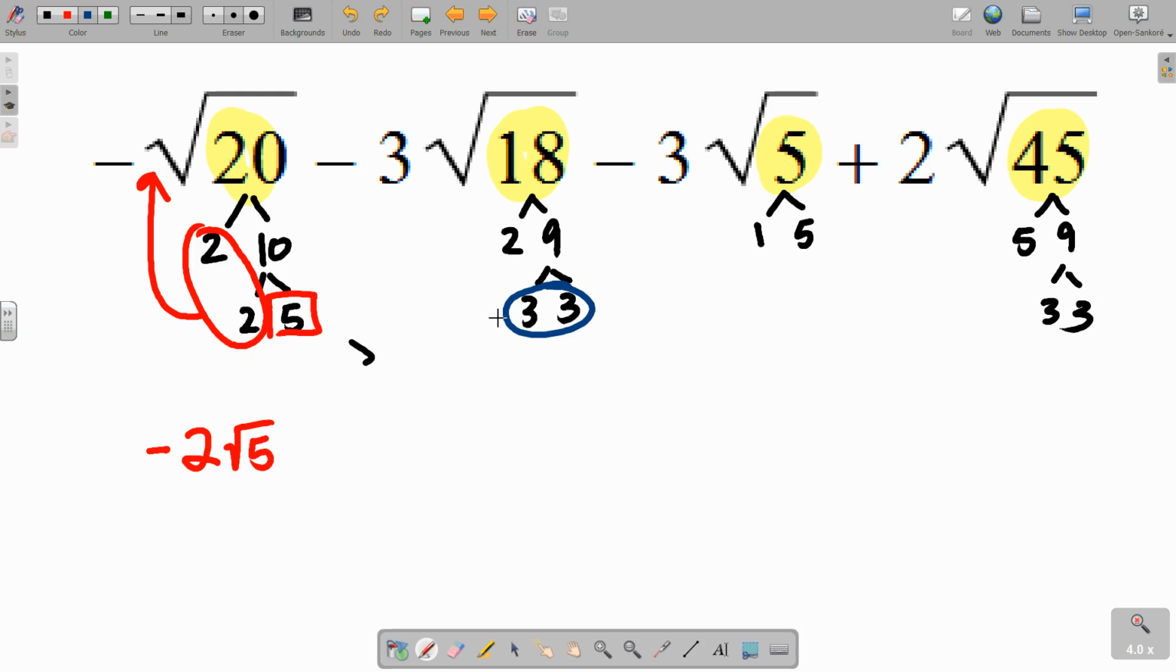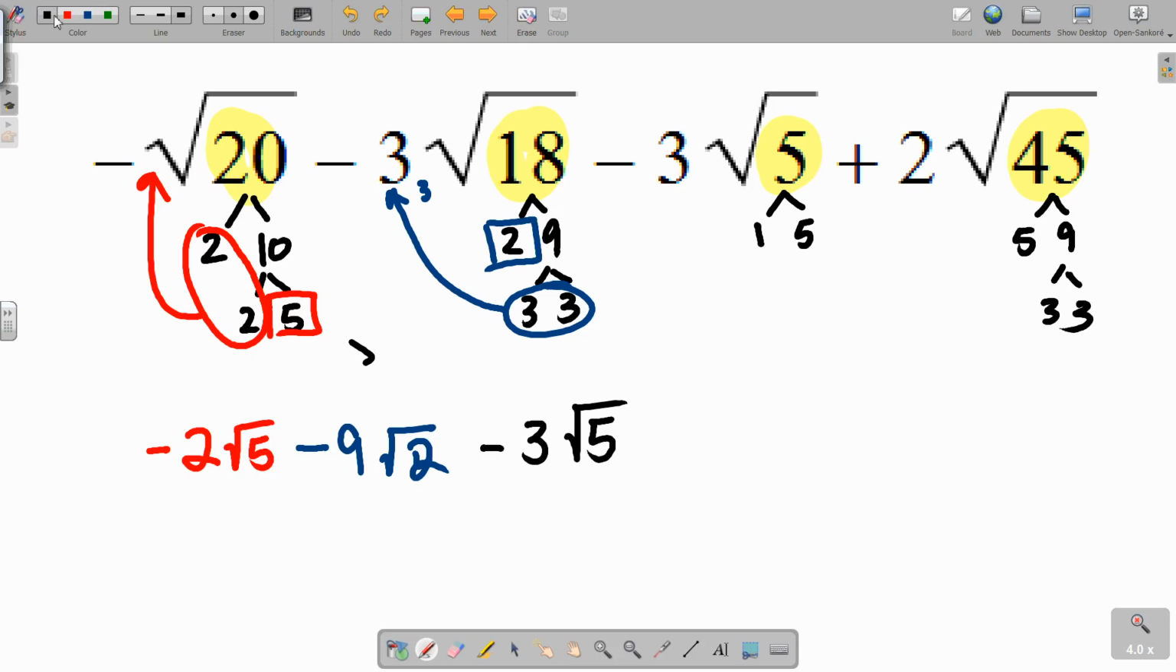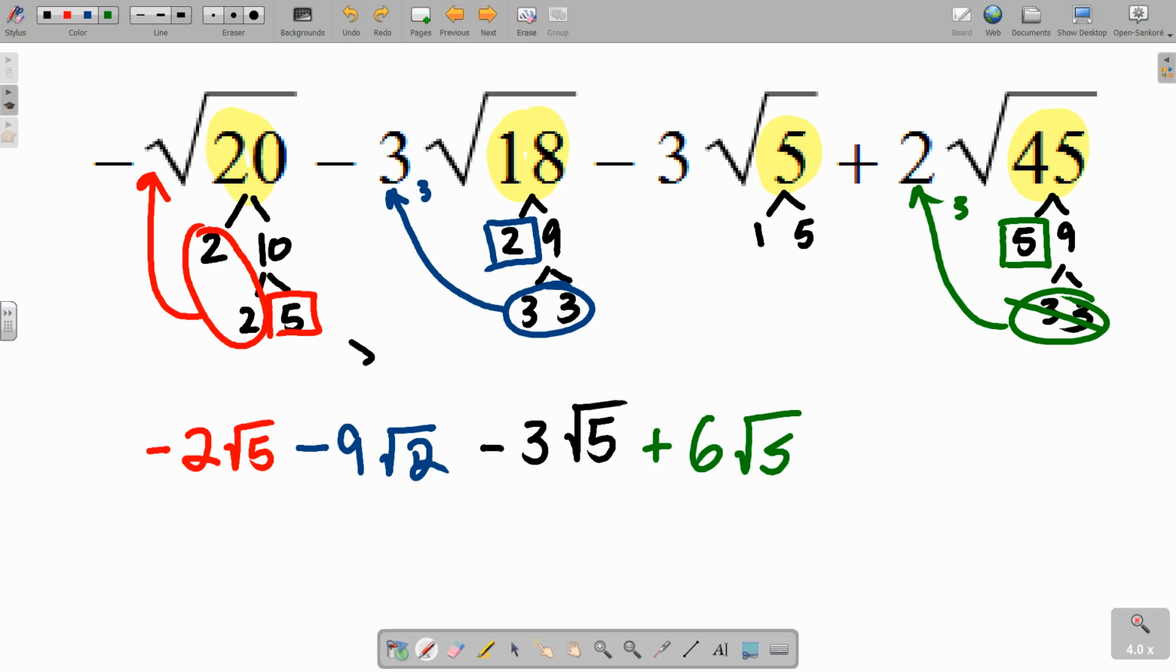The double 3's are going to come out. Do a little arrow, make that a little baby 3 there. That's going to be minus, there's a 3 already, so that's minus 9 root 2 minus 3 root 5. This last one, double 3's come out, little 3 there times the 2, that's a plus sign. Watch out for plus and minus signs. 6 root 5.